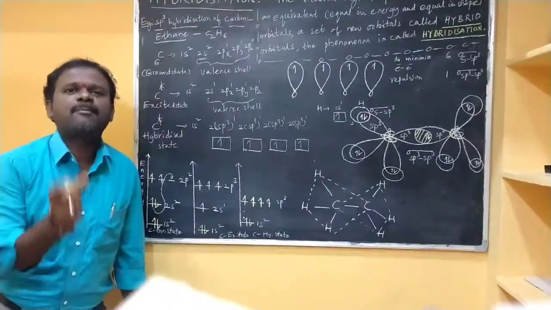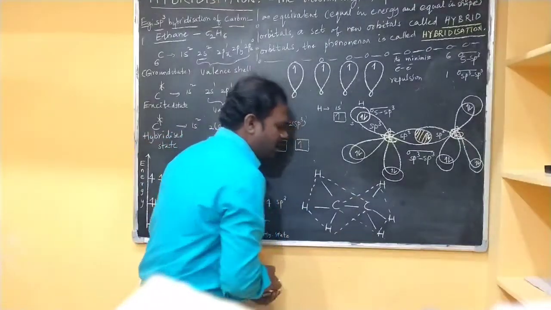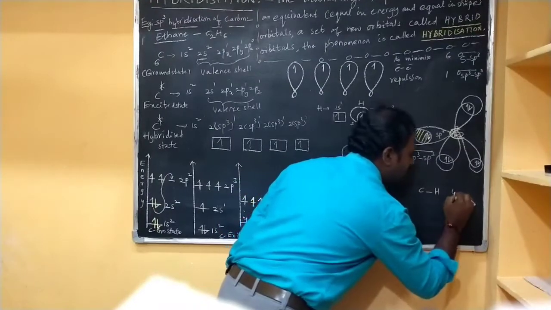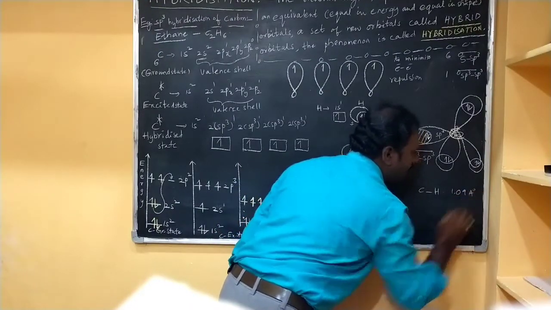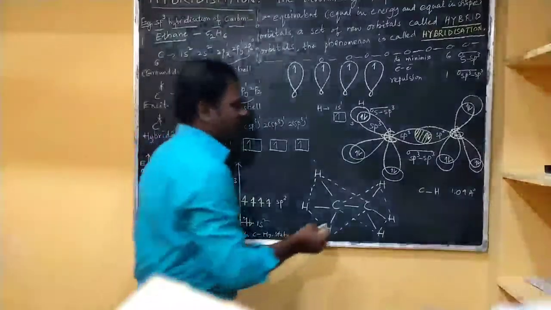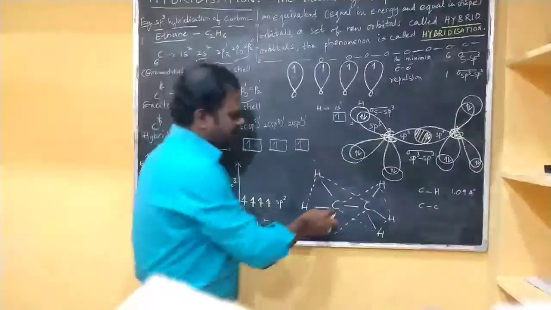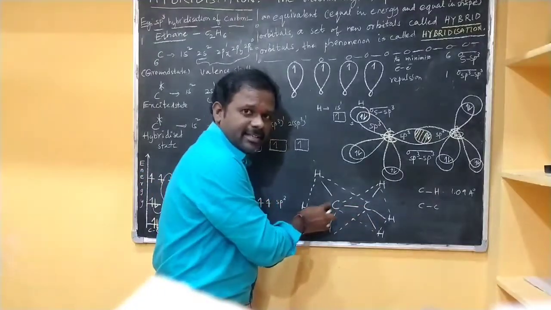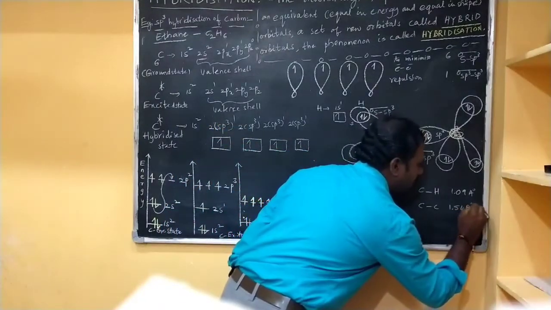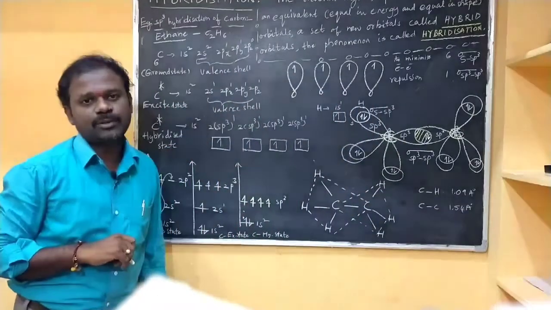What is the bond length between carbon and hydrogen? That is 1.09 angstrom units. And what is the bond length between carbon and carbon in singly bonded carbons? 1.54 angstrom units.